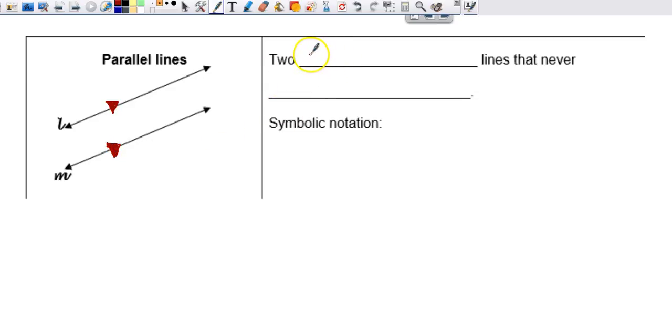So there, we call these coplanar, which means they lie in the same plane. Because you can have lines that don't cross, that don't lie on the same plane, but we're talking specifically lines that are on the same plane or piece of paper, and they never intersect.